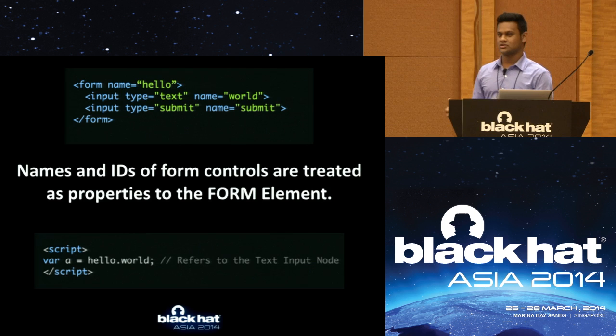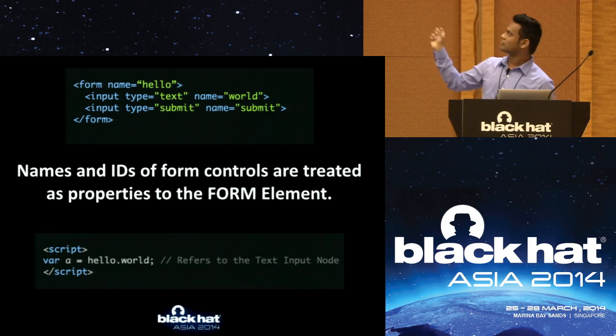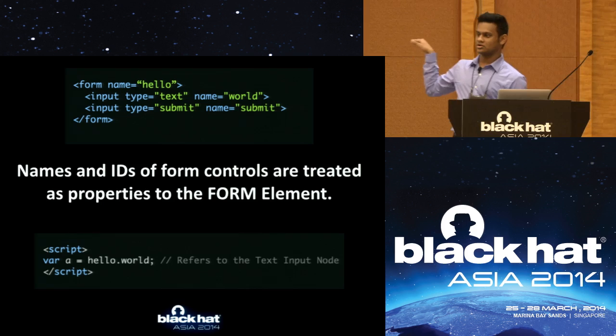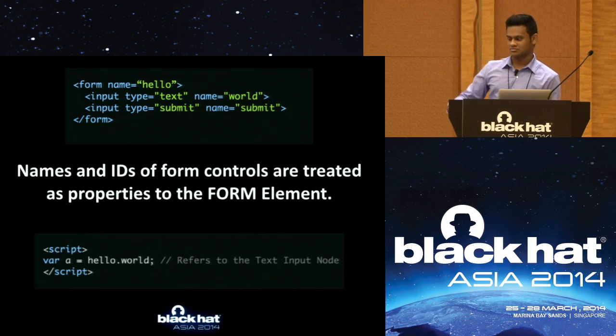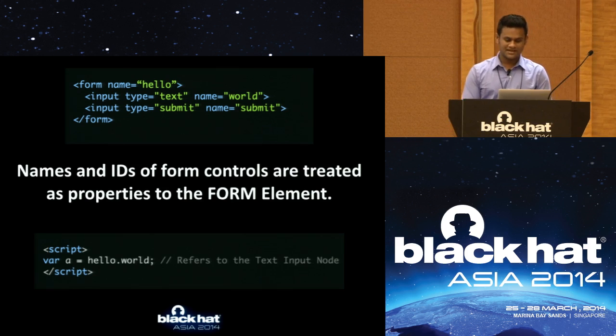The supposed way you should be accessing this is to have an ID, or parse the DOM, reach the form, then take that node and parse it again. But rather, you just have hello.world, a form name dot a child name, and it will give you that. So that can lead to pretty bad stuff. We're going to see one ironic example here of how bad this can be.